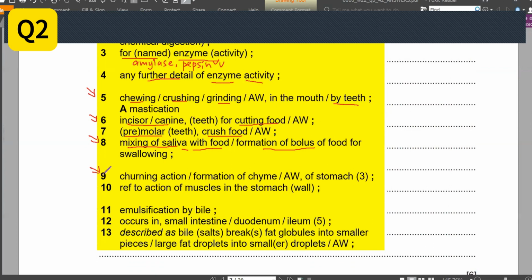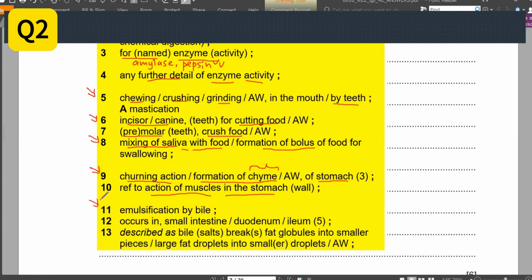Another mechanical digestion happens in the stomach. So what happens in the stomach? We have a lot of muscles in the stomach that keep churning and moving the food around. This mixes the food well with the liquid in our stomach, and also maximizes the enzyme action. The food that we eat becomes a liquid mixture called chyme. How it happens is due to the muscles in the stomach.